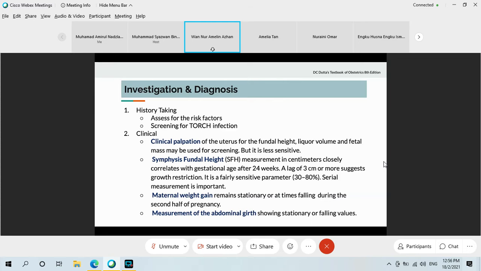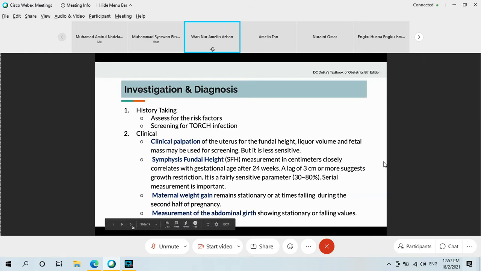Okay, an extra information here. A healthy weight gain for single pregnancy women is 11 kilograms, where in the first trimester usually the woman will gain 1 kilogram and 5 kilograms will be gained in the second and third trimester. If there's no weight gain or the mother is losing weight during the second half of pregnancy, it might indicate a problem with her fetus. The same thing goes for measurement of the abdominal girth that shows stationary or falling values.